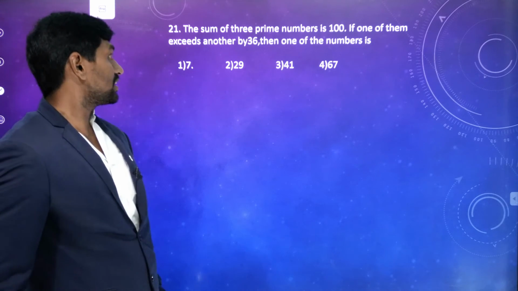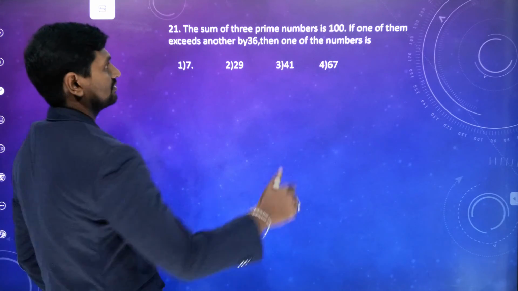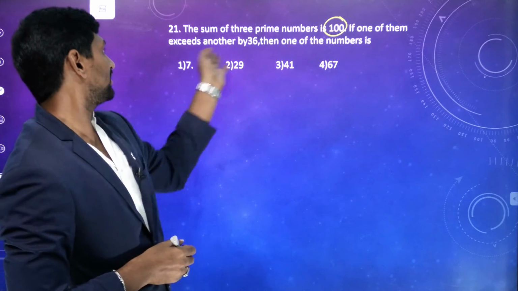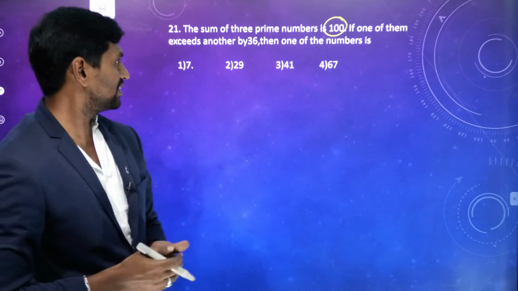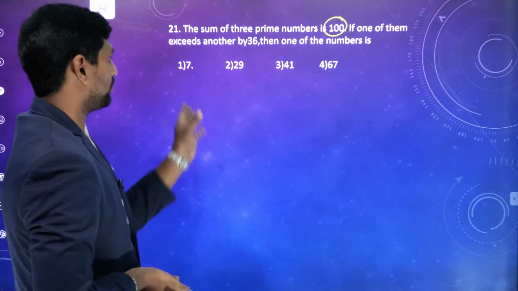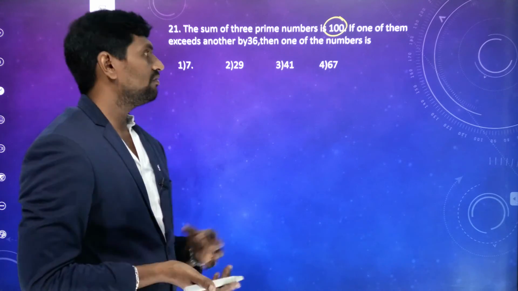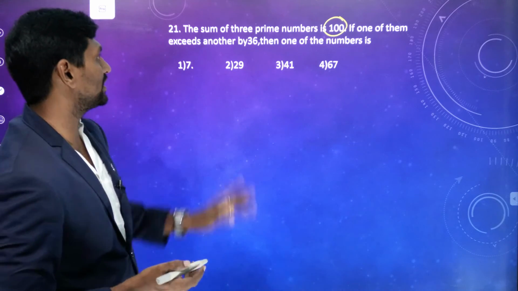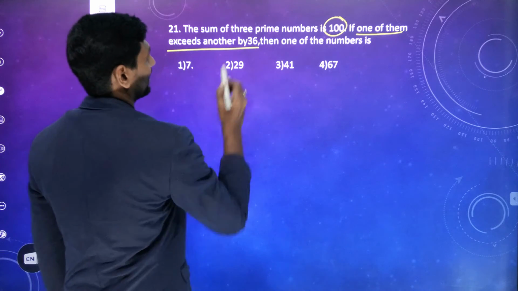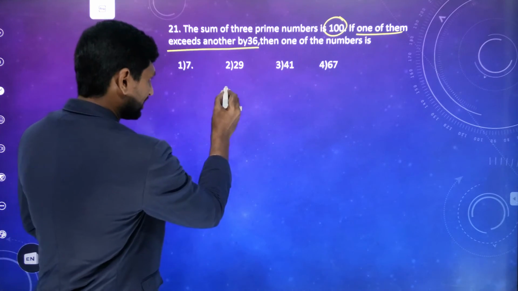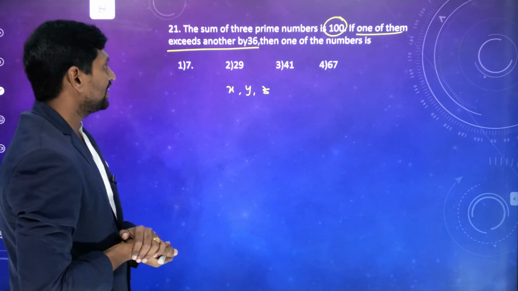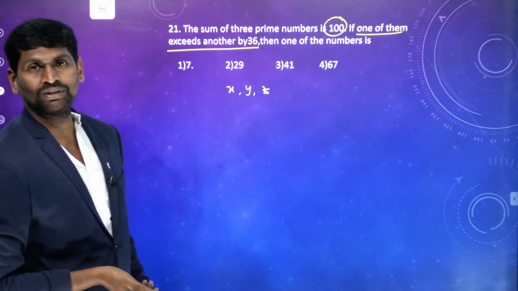The sum of three prime numbers is 100. If one of them exceeds another by 36, then we have to find one of the numbers among the 3 prime numbers. We don't know the 3 prime numbers, but a clue is given. One of them exceeds another by 36. Now I am taking X, Y, Z as the 3 prime numbers.